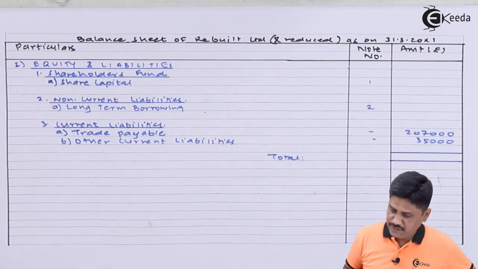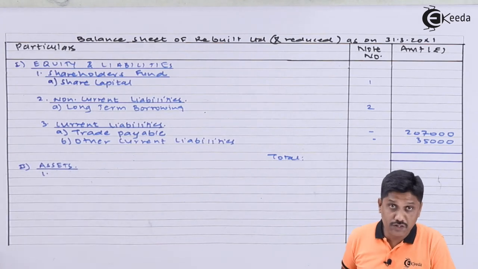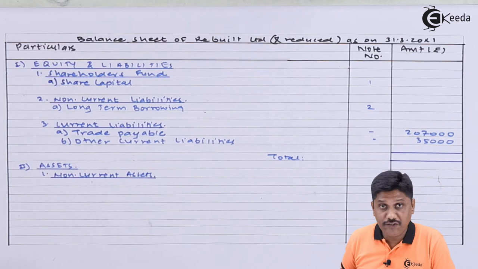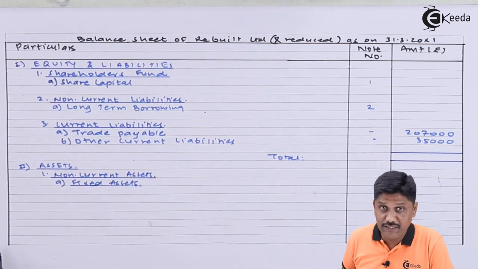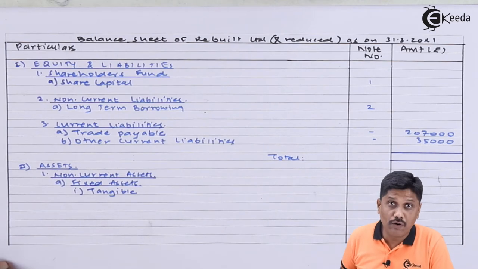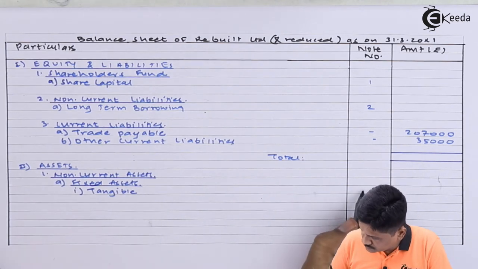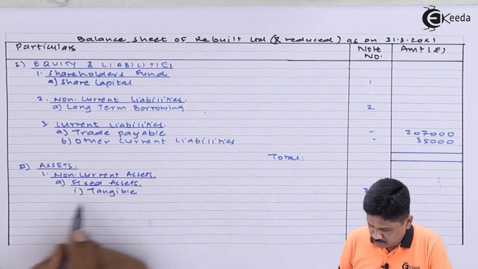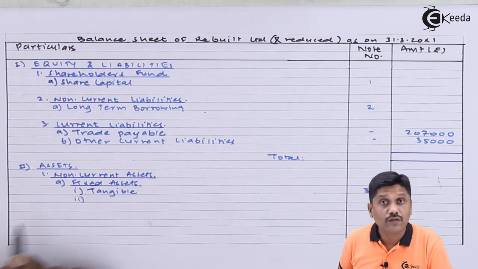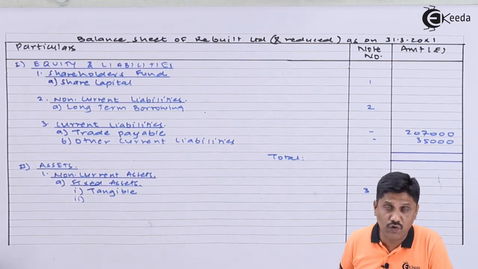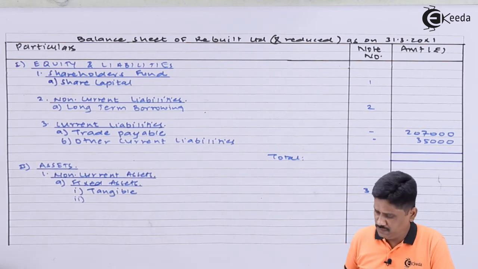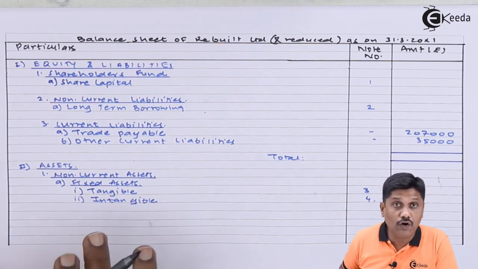Second part is your assets. Number 1 is non-current assets. Under non-current assets, we write A, fixed assets. Under fixed assets, I need to write tangible and intangible. We have two amounts to write in tangible, so I will prepare a note. Intangible, we have one item, but still there are some calculations involved, so I will write it as a note only. So friends, I am done with non-current assets.